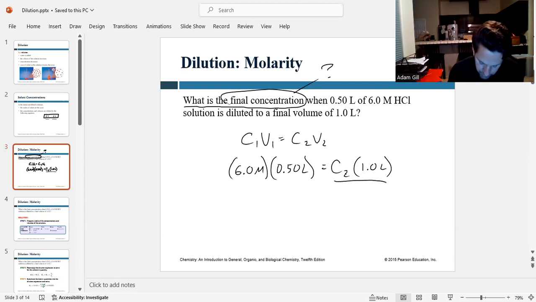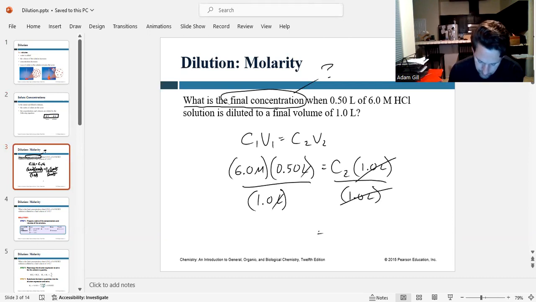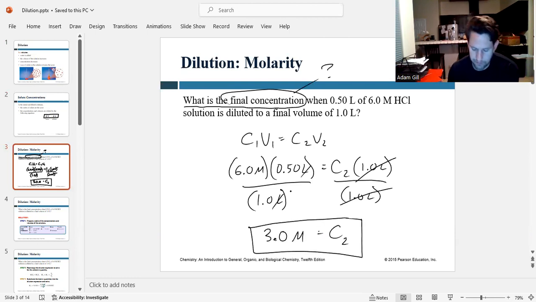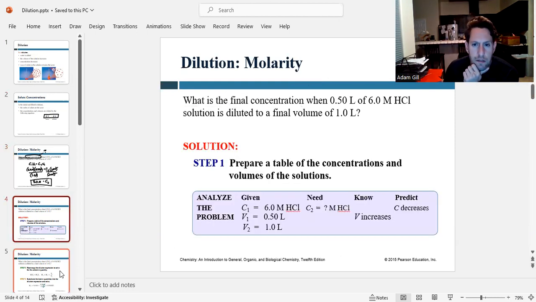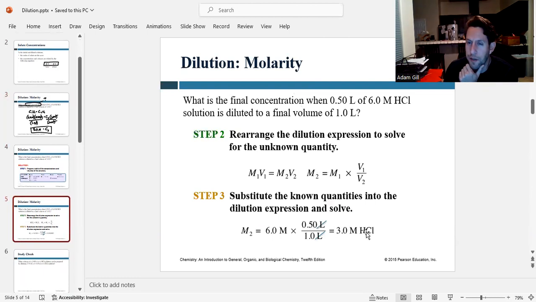So if I divide both sides of the equation by 1.0 liters, liters cancels liters, we're left with molarity, which makes sense because we're solving for concentration, and I should get 3.0 molar as C2. And looks like we did it right.